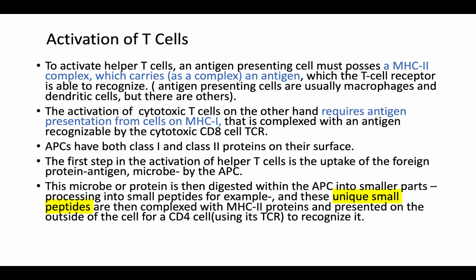One way to remember this is that if you multiply the two numbers, it should always give you 8. So CD8 times MHC1 equals 8. CD4 times MHC2, 4 times 2 is 8. So APCs have both class 1 and class 2 proteins.